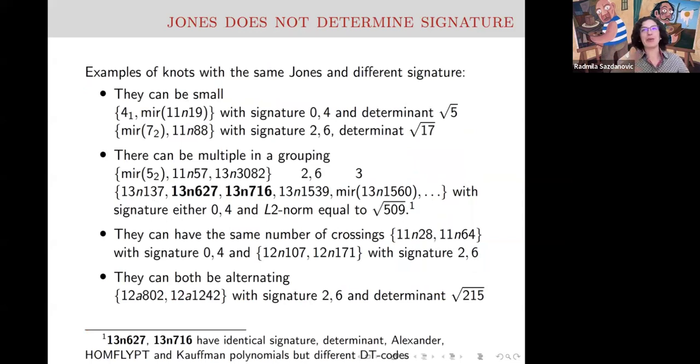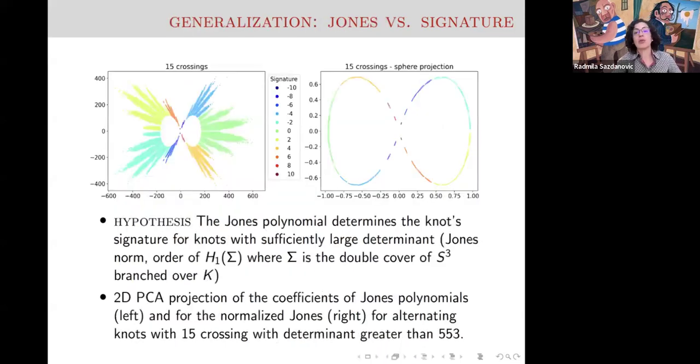And here's the slide with some of the examples that show ways in which you can have two knots with the same Jones polynomial but different signature. But this is what we get. By looking at the ball mapper graphs and using our tools as exploratory tools, we have a hypothesis that the Jones polynomial determines the knot signature, provided that it's far away from the center.